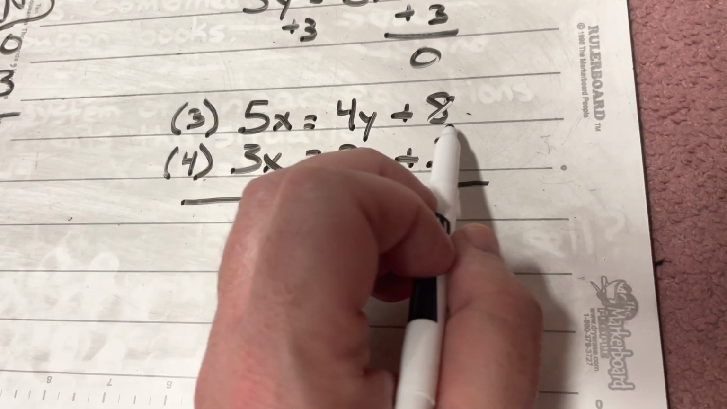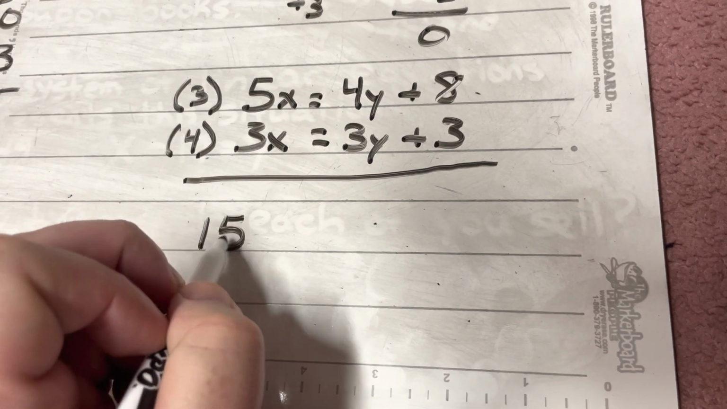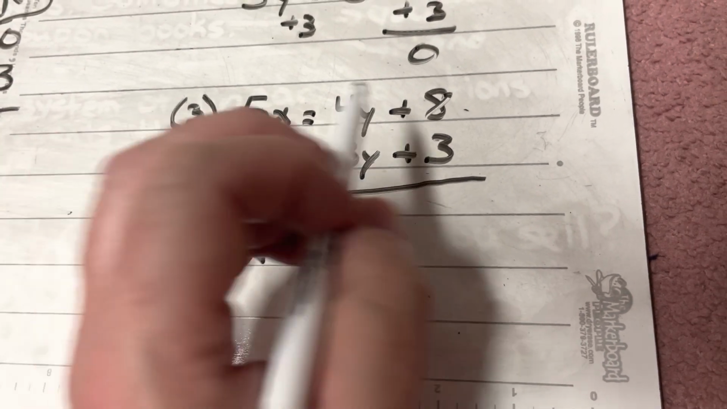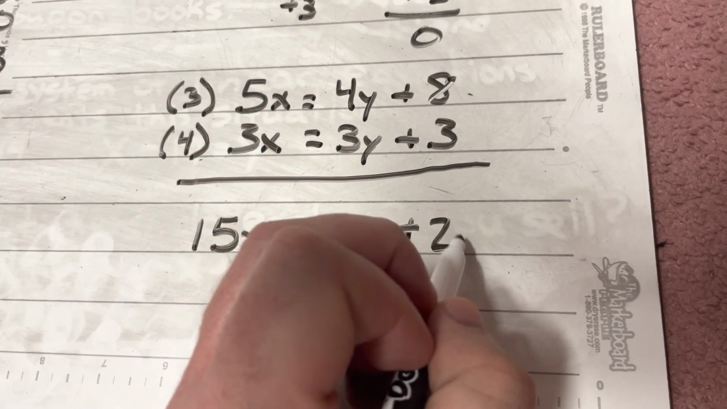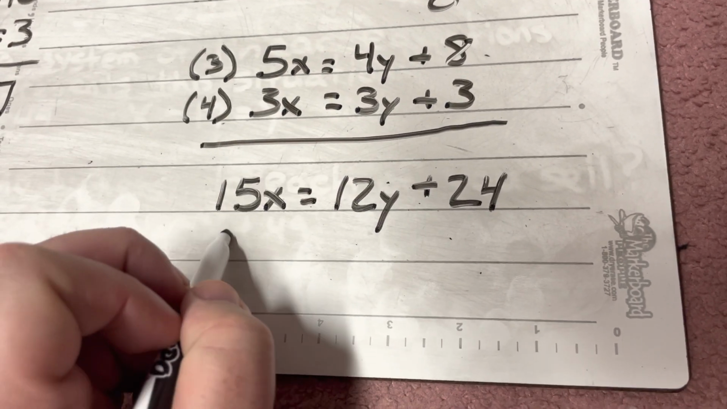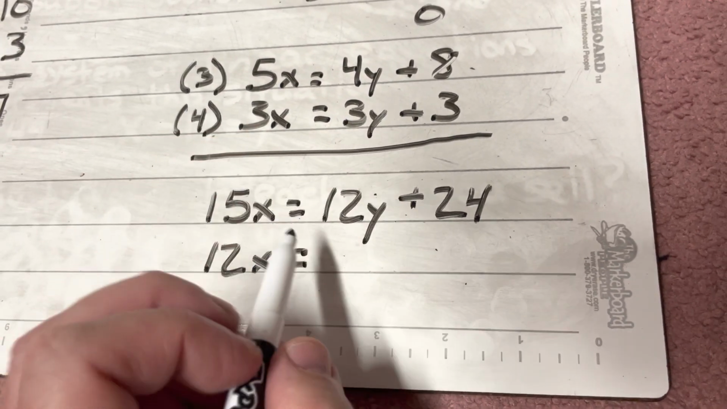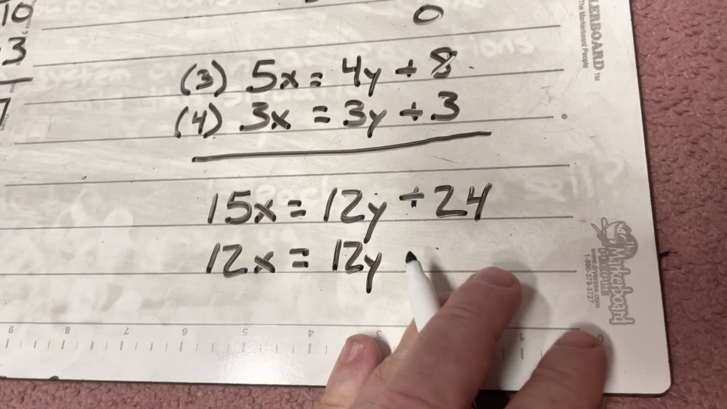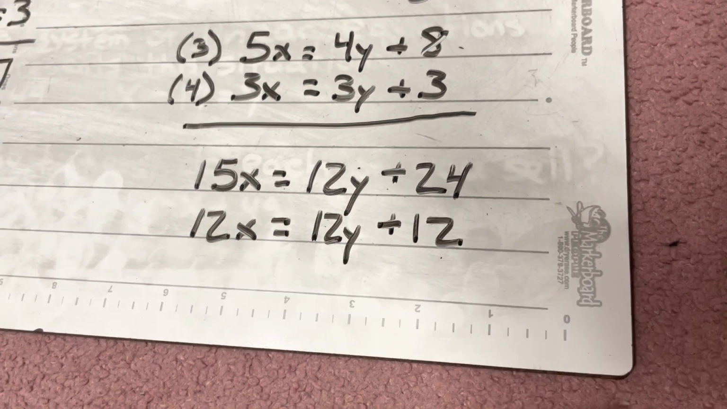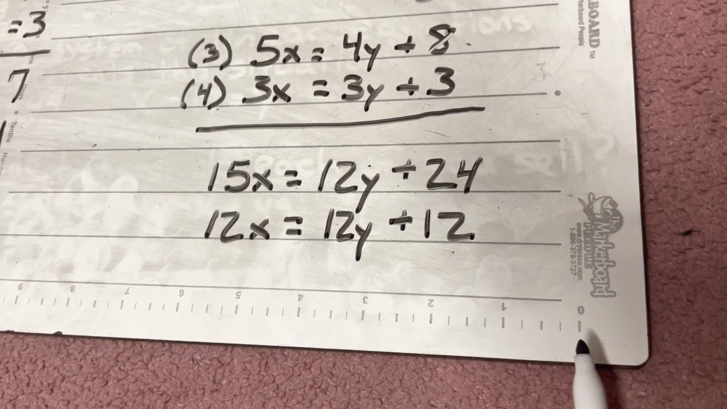So if I take this one, and I multiply everything by 3. 3 times 5x is 15x. 3 times 4y is 12y. 3 times 8 is 24. Then I have this. 4 times 3x is 12x equals 4 times 3y is 12y. 4 times 3 is 12. My goal is to get two things the same, and now I have 12 and 12 the same.